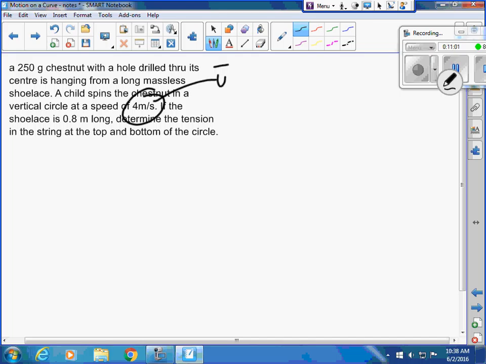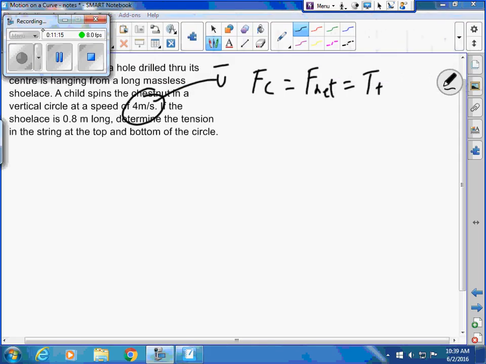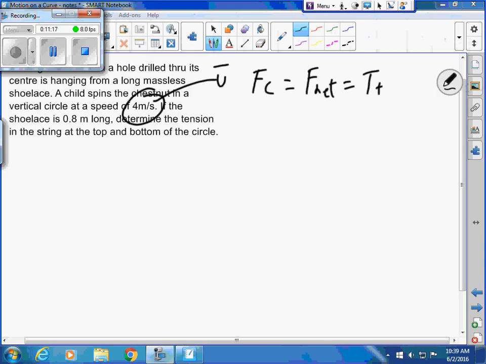Okay, so the centripetal force is equivalent to the net force, right? Which is made up of the tension plus the weight force. And again, the directions get a little wonky here. If you get stuck, if something doesn't seem quite right, make sure that it's more force at the bottom, less force at the top.